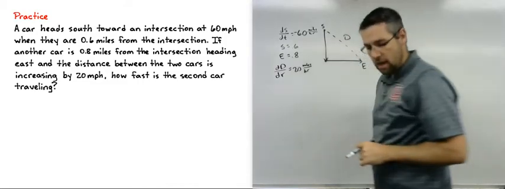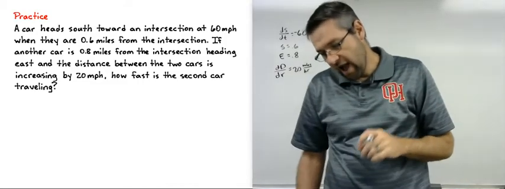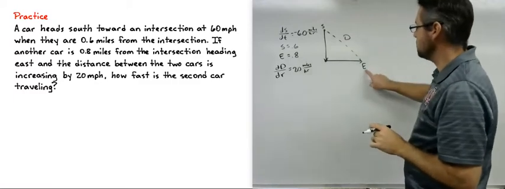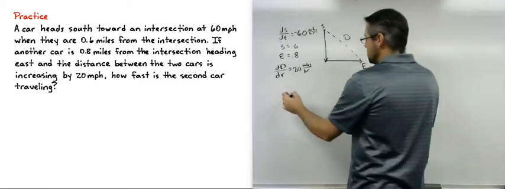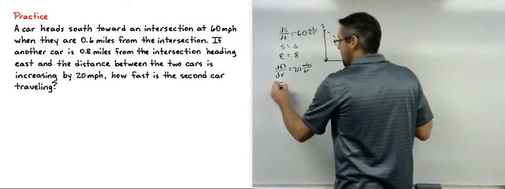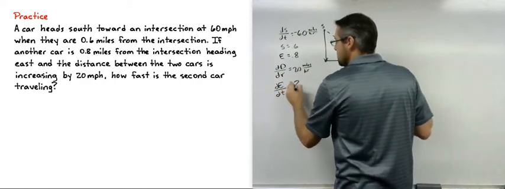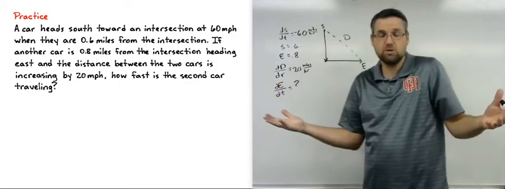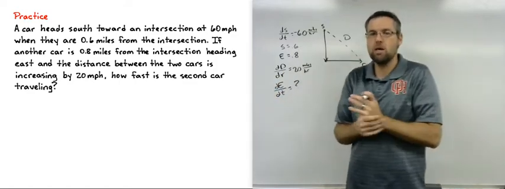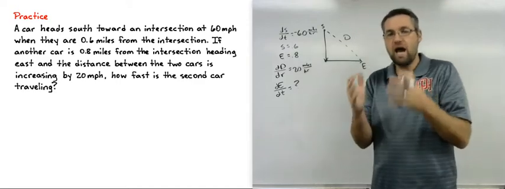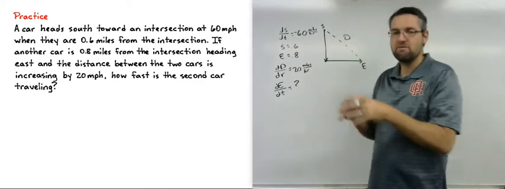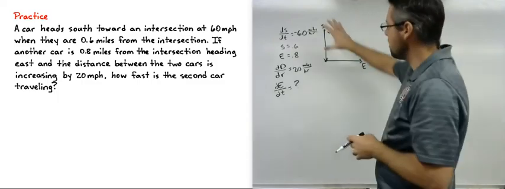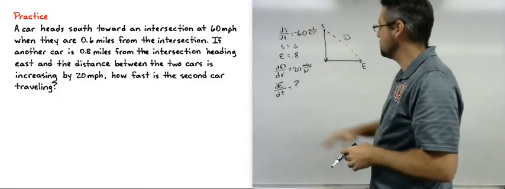Okay. And what else does it have here? It says, how fast is the second car traveling? The second car was this car. How fast was he traveling? So the question is, how fast is he going? What is the rate? Now, how fast is it traveling? That's a speed question. But remember, speed is the absolute value of velocity. So we have to find velocity first and then answer the question. So here's all the givens, and here's the question.